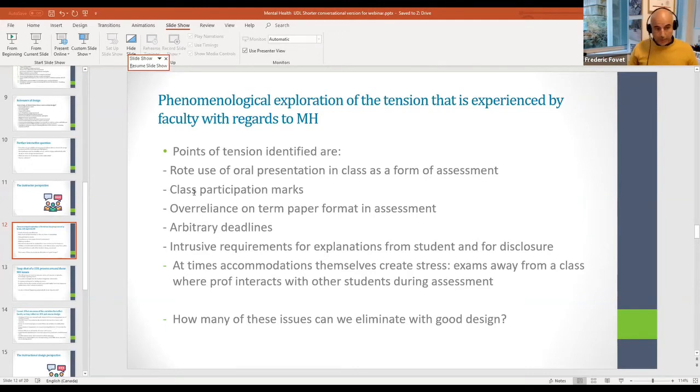Class participation marks, they realize that's a source of mental health issues, but they're not always clear why and how. An over-reliance on term paper format, saying, I'm going to have 2 term papers, 3 term papers. They realize it's not ideal. They realize it creates tension for students. But again, they don't necessarily engage beyond that in what else could happen. Arbitrary deadlines, they're very aware that when they say this is due on such and such date, it creates problems.